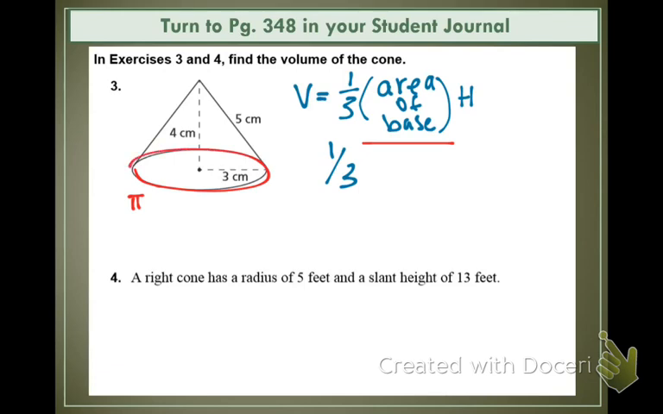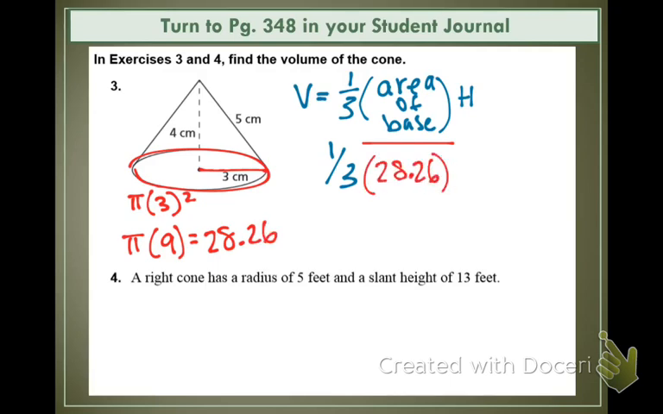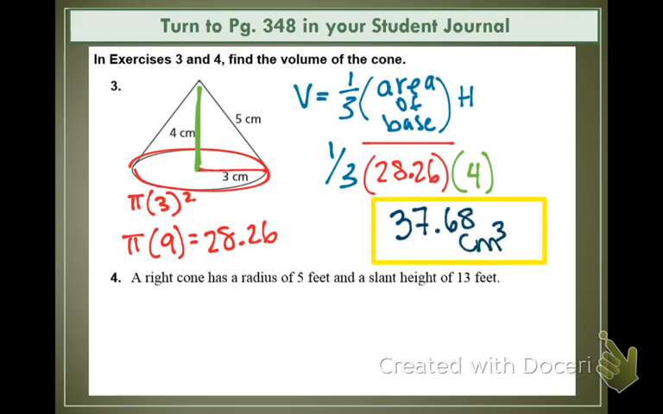So pi r squared, what's my radius? 3. 3 squared is 9. 9 times pi is 28.26. And then what is the height of the whole cone? 4. All right, so multiply all that. What do we get as our final answer? Perfect. Cubed. 37.68 centimeters cubed.